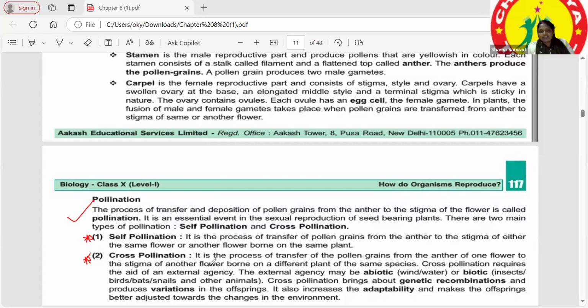About pollination, I have already explained self pollination and cross pollination. Self pollination happens on the same plant, and cross pollination happens between two plants. For cross pollination, agents are required. Those agents would be wind, water, birds, pollinators, bees, etc. When a flower self-pollinates, will there still be variation?